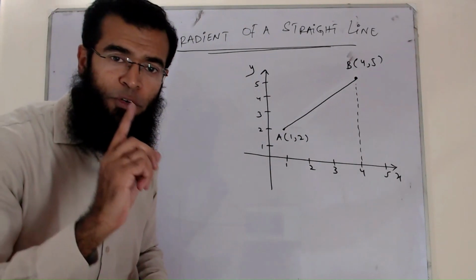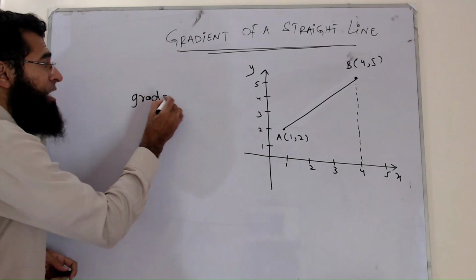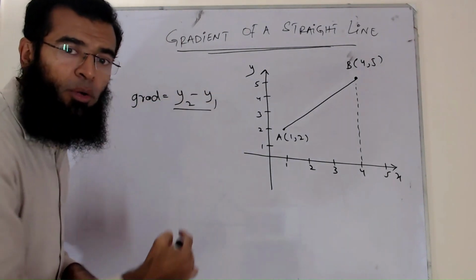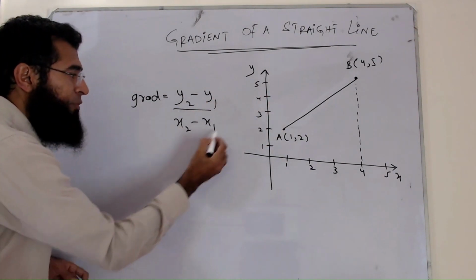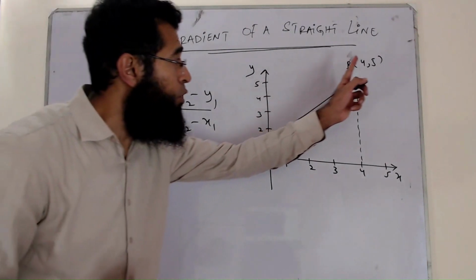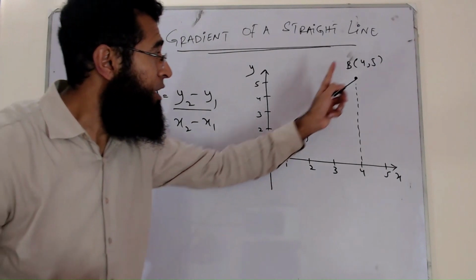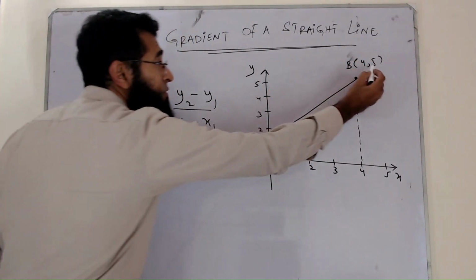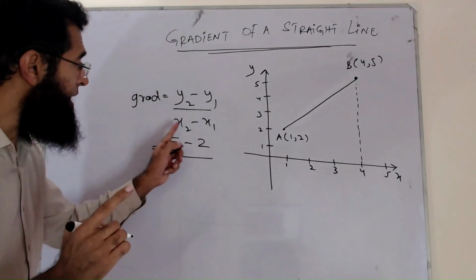First we'll write the formula for the gradient. The gradient is y2 minus y1, the difference in y coordinates, over x2 minus x1, the difference in x coordinates. So let's plug in the values. Let's take this point 2 and this point 1. So y2 minus y1 will be 5 minus 2 over x2 minus x1.